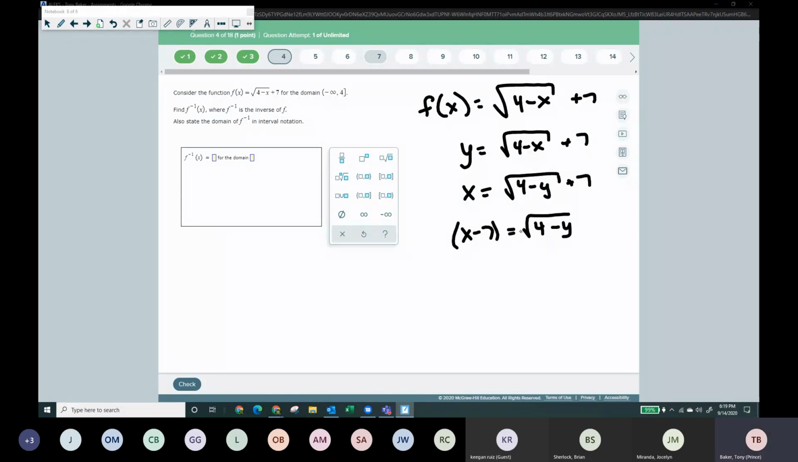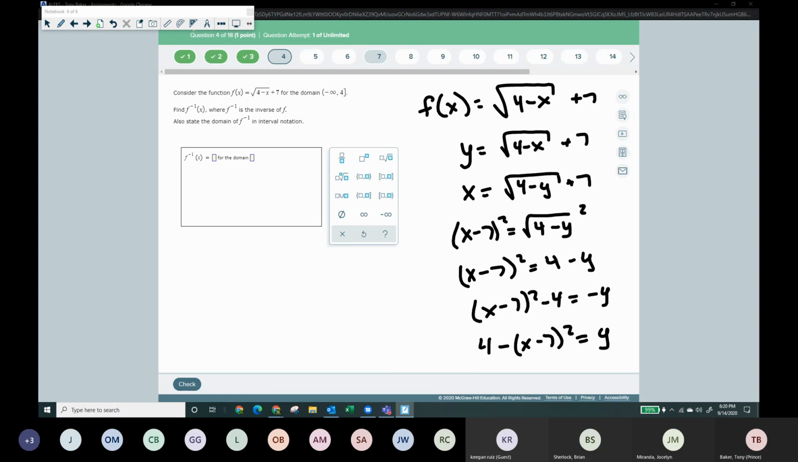Now I'm going to square. Bring the 4 over. And switch all my signs. So there's my inverse. So it's 4 minus x minus 7 squared.